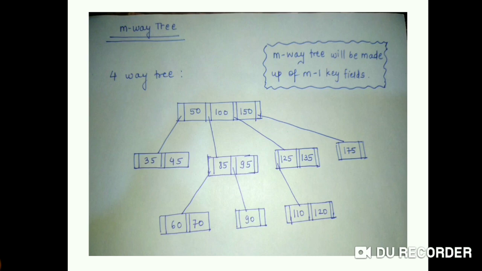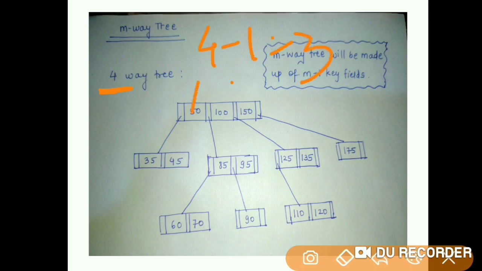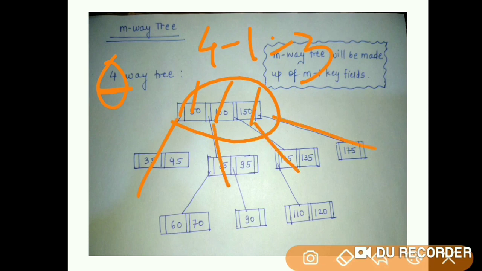Okay, so there they have drawn a 4-way tree. This 4-way tree will be made up of M minus 1 key fields. M minus 1 key fields means 4 is our order, so 4 minus 1 will be 3. So 1, 2, 3. So one node can have 3 key fields. And 4-way means this can have 4 children, 1, 2, 3, 4. Getting it? You will get a clearer idea when we check the example of the B-tree.